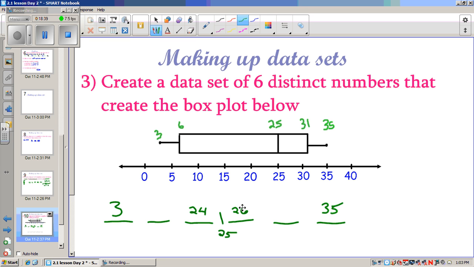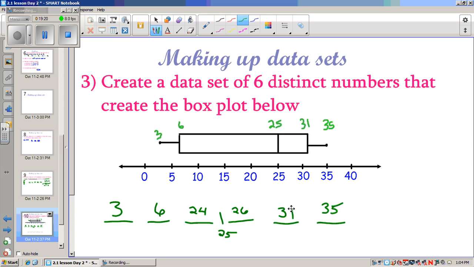Now, since our median falls off the data set, we are going to use our 3 and our 24 as crossing off to find our first quartile, and our first quartile does fall right here on our data set, which makes this easy. First quartile is 6. Same thing happens for our third quartile. If we were to cross off the 26 and the 35, our third quartile would fall right here in this middle slot, which is 31, and there we have it. Our 6 distinct numbers that give us a box and whisker plot, a 5 number summary of 3, 6, 25, 31, and 35.